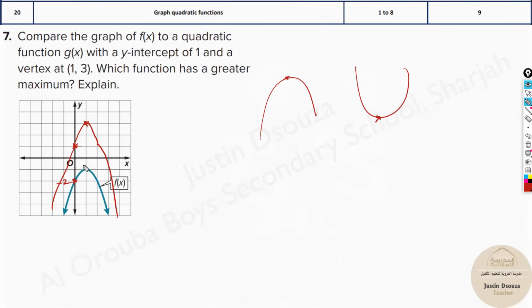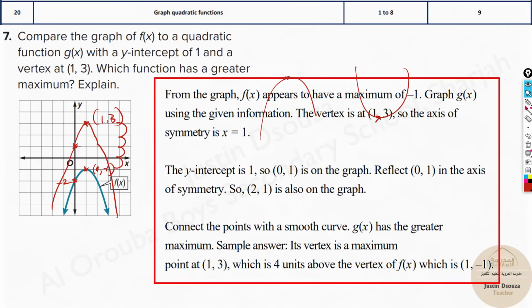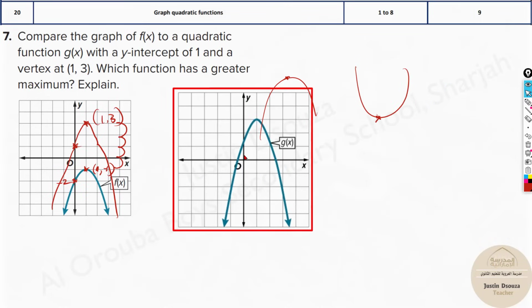So now, which is having a maximum? The maximum over here for f of x is (1, -1), whereas this is having a maximum of (1, 3). By 4 units, 1, 2, 3, 4 units, the g of x graph has a bigger maximum. So the function which has the greater maximum is the second graph, g of x. That's the answer. The explanation is given, but you don't need to write so much detail. You can just graph it up. See, this graph is enough. Yeah, the graph is there.